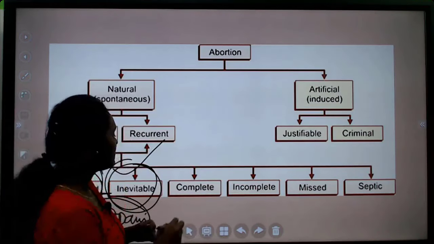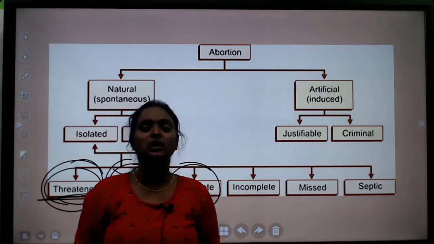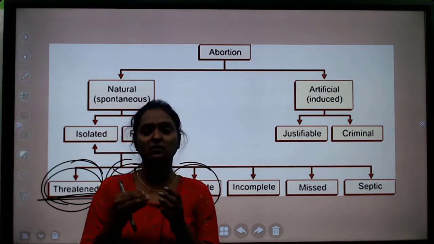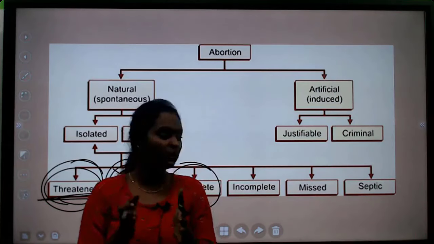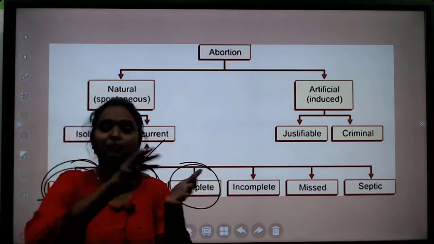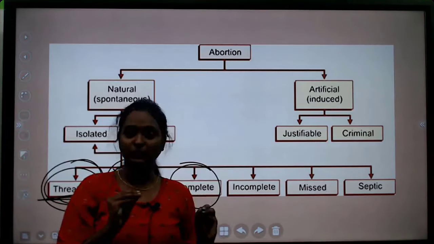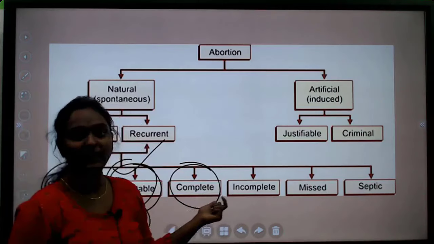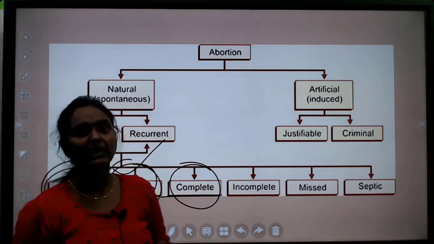So the next one is the complete abortion. What does complete abortion mean? The conceptual materials are completely expelled, and no retained bits will remain in the uterus, so complete abortion takes place here. Okay, so this is complete abortion.